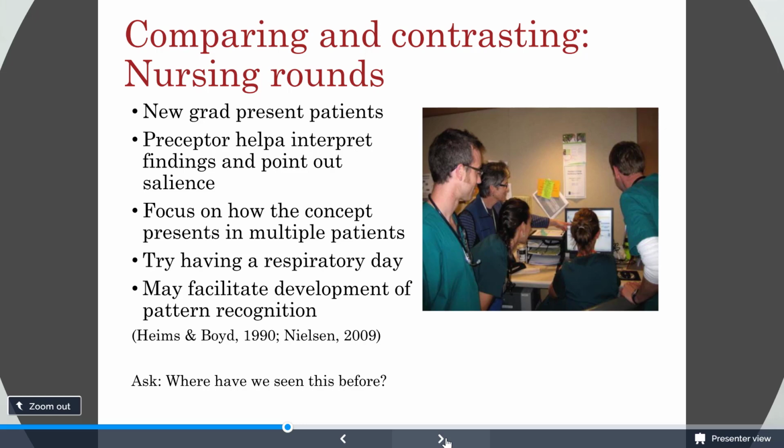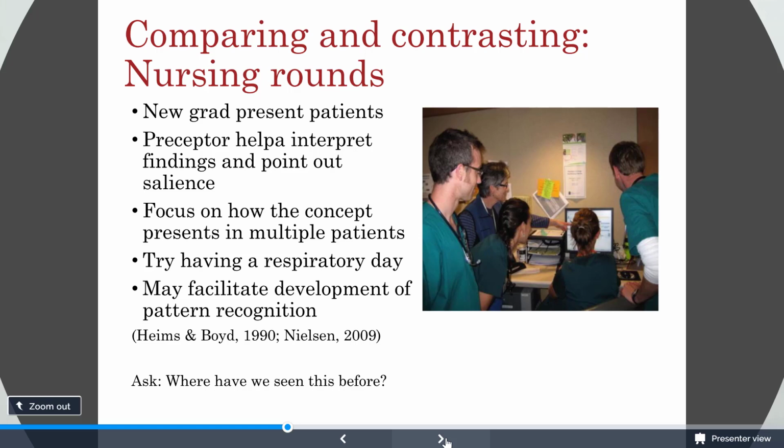I used to like to have my students have what's known as a respiratory day. So okay, today we're going to focus on the respiratory system. So what we would do is we would go to the pediatric asthma clinic and have them listen to lungs of asthmatic children, right? And think about how asthma affects children.